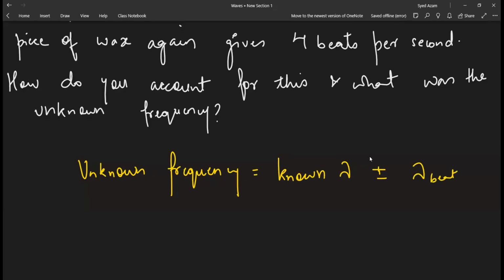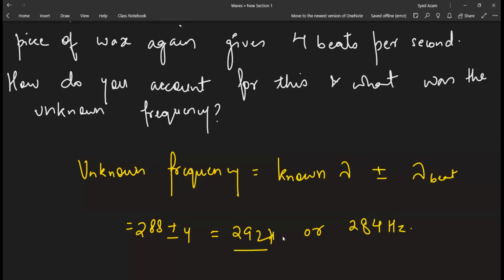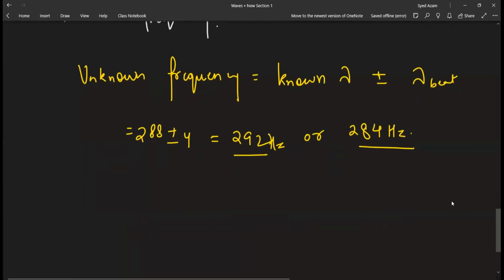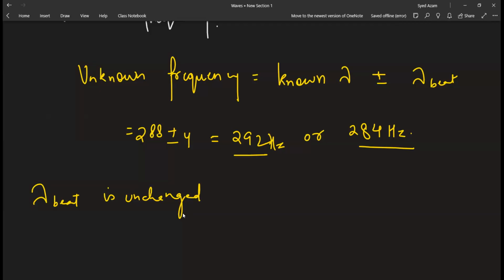Now, it will either be 288 plus minus 4, so it will be either 292 or 284 hertz. So now you have to pick one of these. Is it 292 hertz or is it 284 hertz? So what's the question saying? The beat frequency remains unchanged. Here beat frequency is unchanged. It's not increasing or decreasing. We have studied the cases where it's increasing and decreasing.